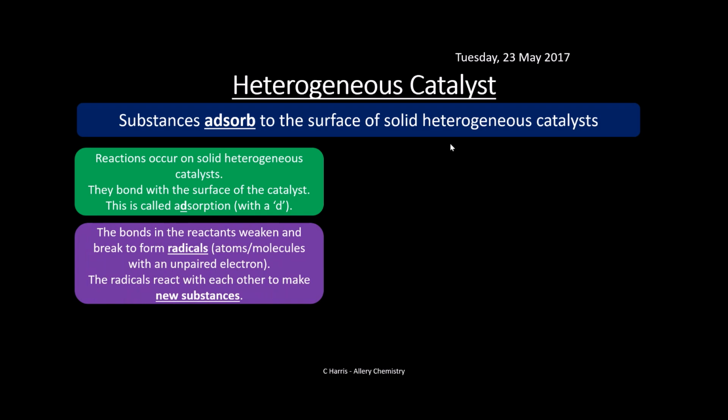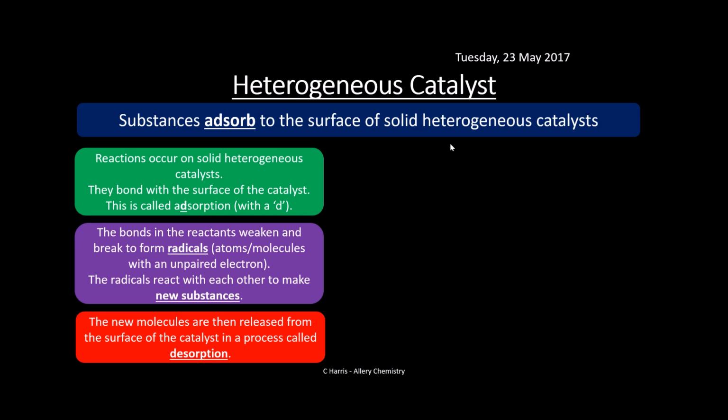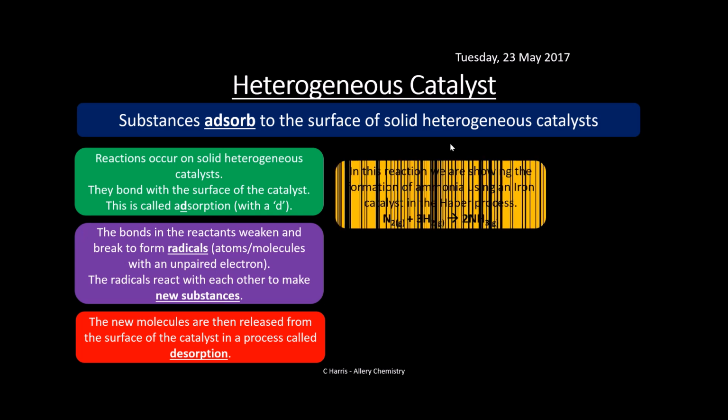So the bonds in the reactants weaken and break to form radicals. These are atoms or molecules with an unpaired electron, if you can remember. And the radicals then react with each other to make new substances. There'll be a diagram that I'll show you in a minute, and you'll see how it adsorbs on. But the new molecules are then released from the surface of the catalyst, and this is a process called desorption. So this is it leaving the surface of the catalyst.